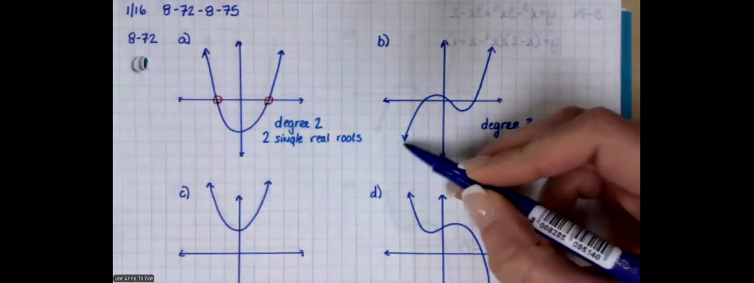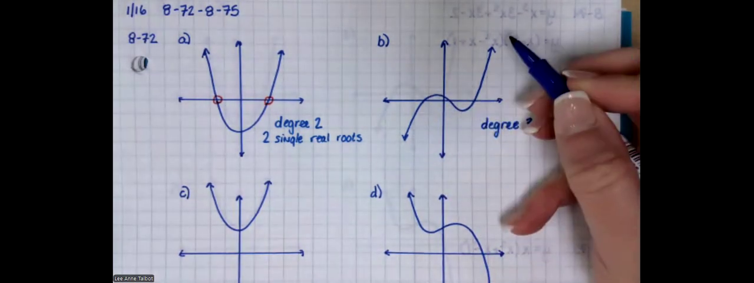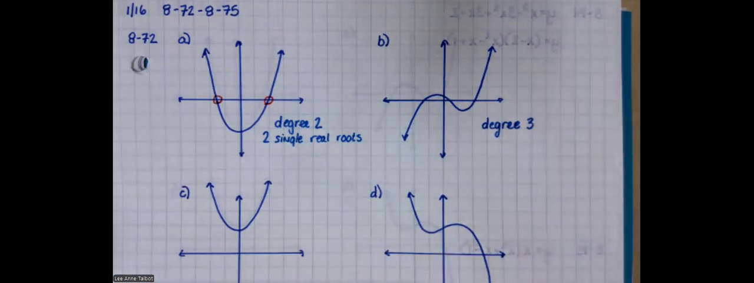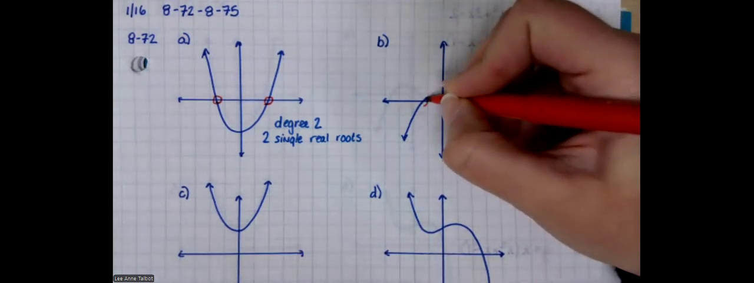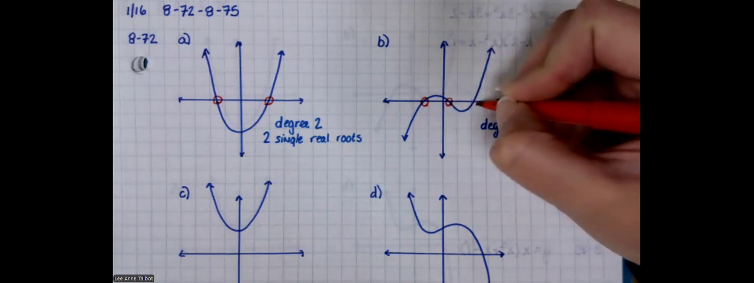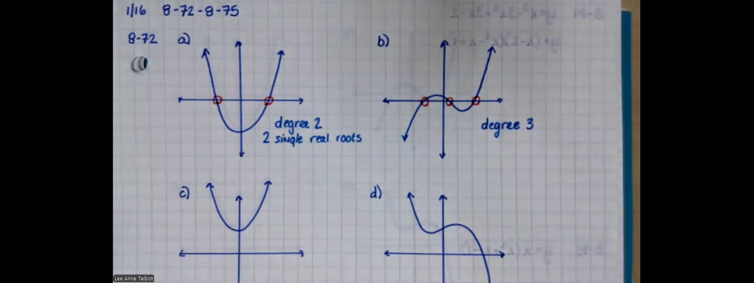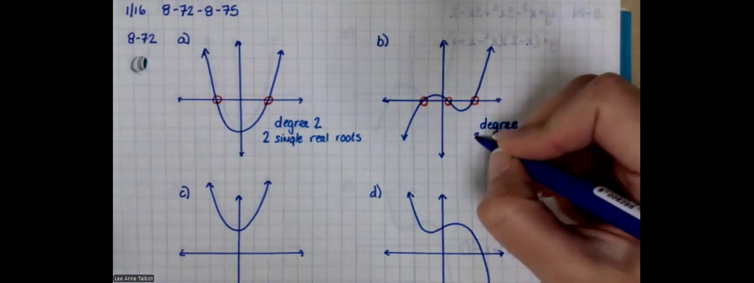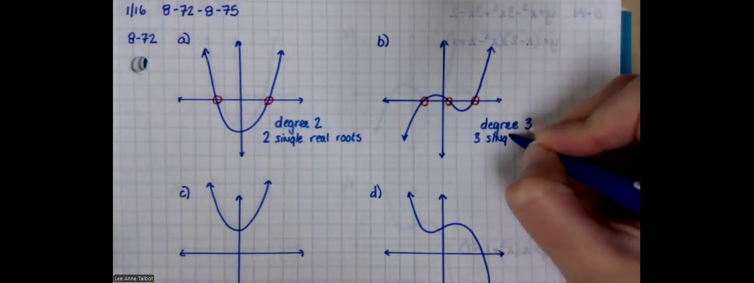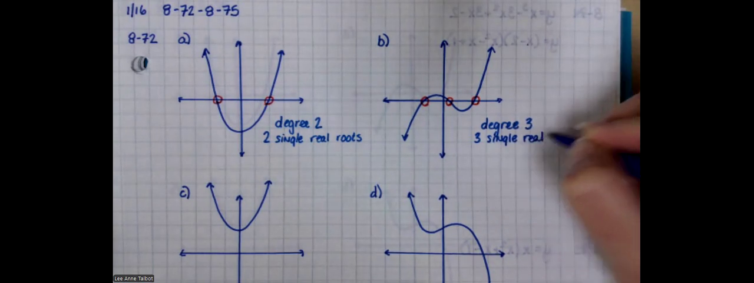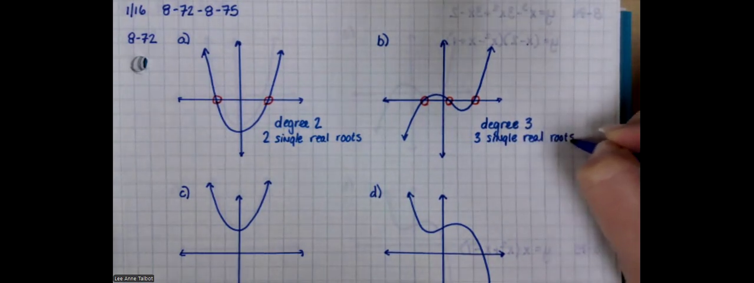Degree 3. 1, 2, 3. Okay. I find 3 crosses of the x-axis, 3 single real roots.